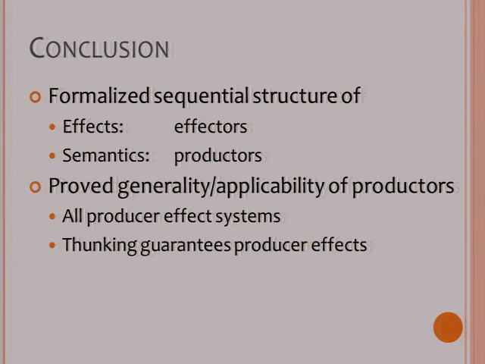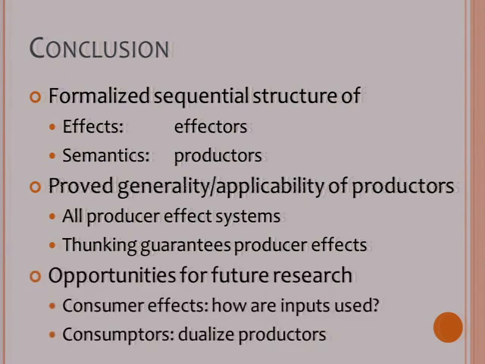And so lastly, the thing I want to talk about is, in this research, I came up with a number of interesting new topics to look into. One of which is the idea of consumer effects. That is, rather than classifying what I produce, let's classify how my computation consumes its inputs. And it turns out that I already solved part of this problem. If you want to formalize the semantics of consumer effect systems, you use what I call a consumptor, just by dualizing all the stuff I just showed you for productors, and you get a solution. And it's guaranteed to be just as general.